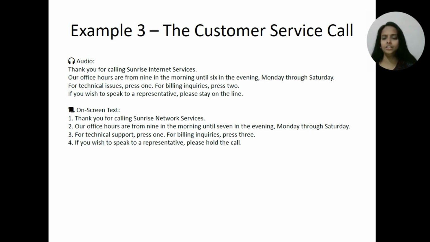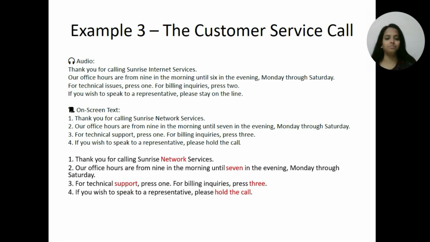Okay, and you have checked the on-screen text, right? I hope you have identified the errors. Let me tell it for you. The first one is network, the next one is 7, then support, 3, hold the call. So let me explain this one by one. The first one, network, but in the audio, the speaker said internet, right? Company name tricks. Test attention to brand detail.